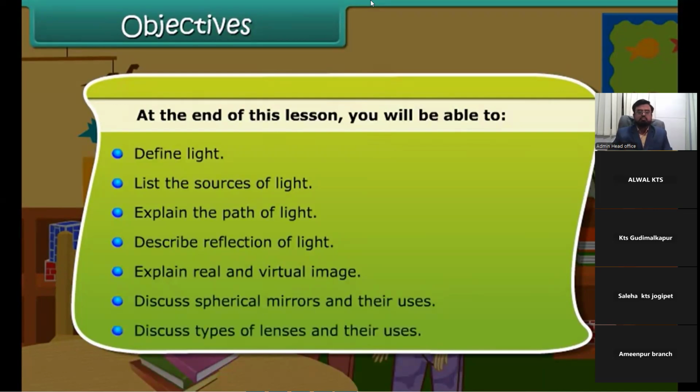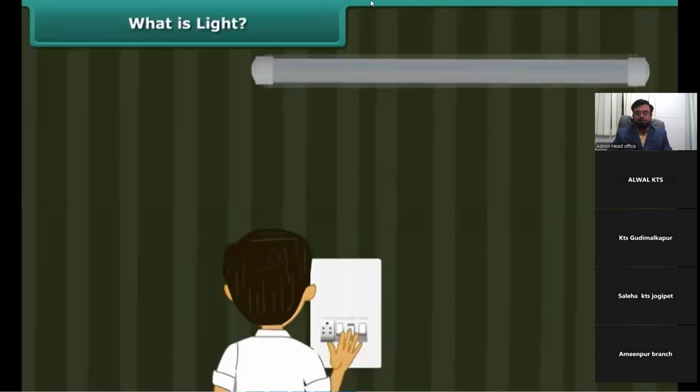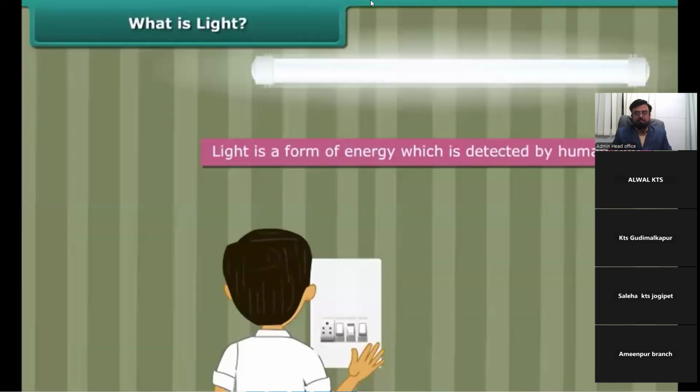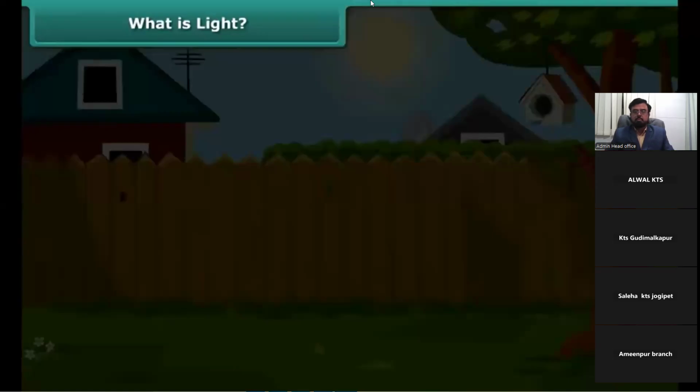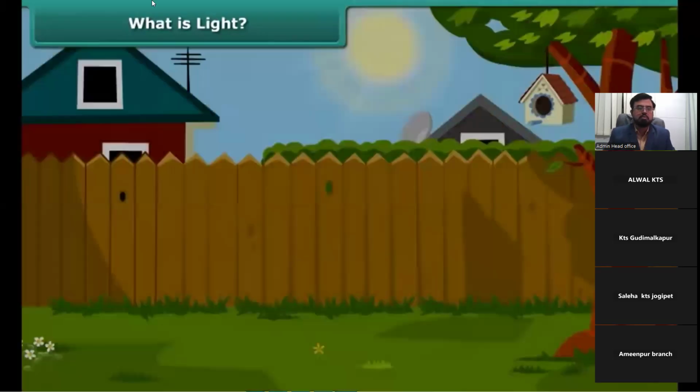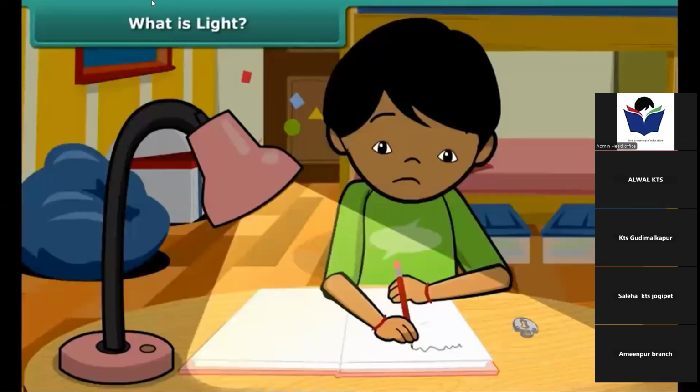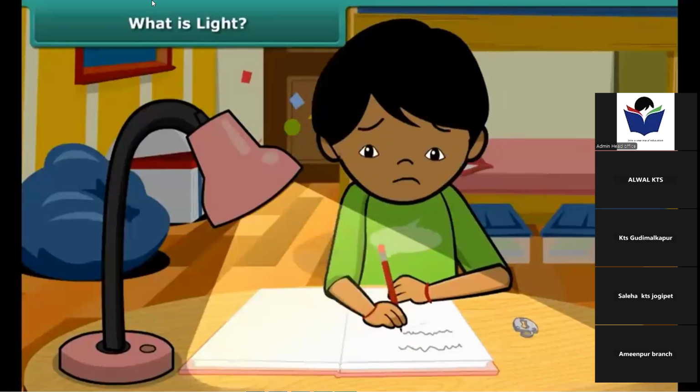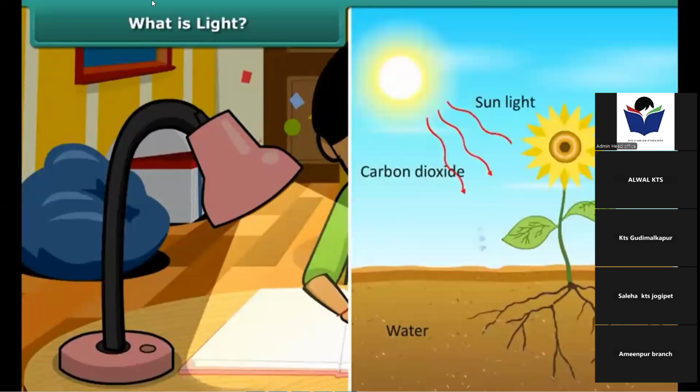But what is light? Light is a form of energy which is detected by the human eye. It is everywhere around us. It not only helps us to see things, but it is also needed by plants to produce food for us.